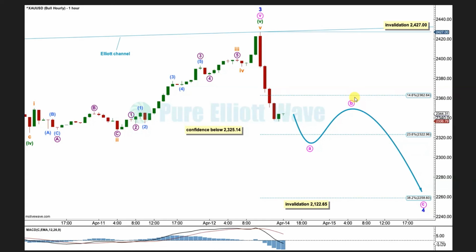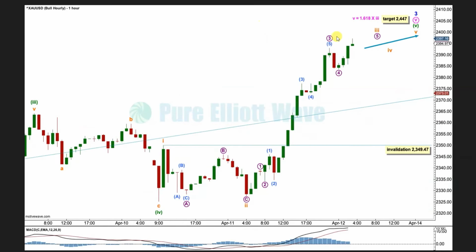On the 12th of April, we actually had a bit more upward movement to around the 2427 area. Our last chart was around the 2400 area, and we had a bit more upward movement and then some downward movement from there. So we did have a third wave higher, moving back to the last chart. Third wave complete, now moving into a fourth wave.